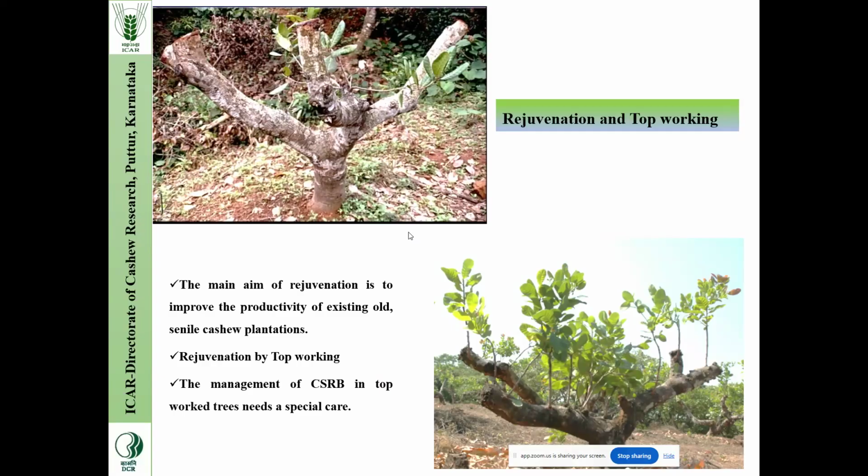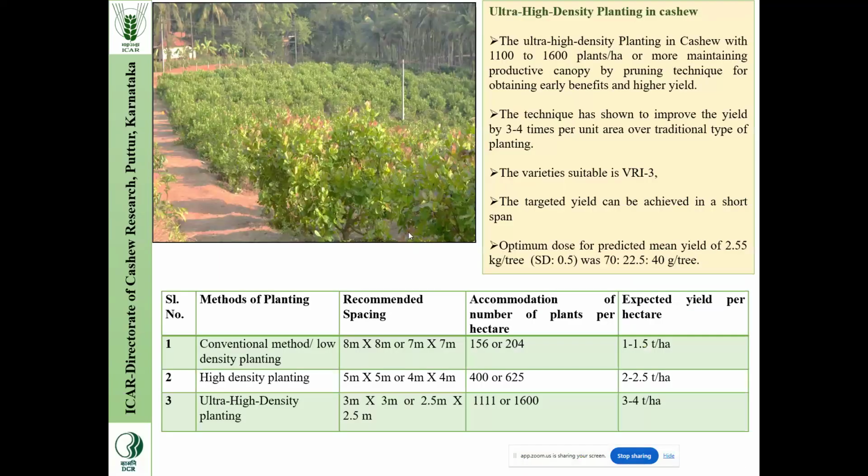Okay. Next, as I have already mentioned, there are some challenges we need to address to improve our production. One important thing is rejuvenation and top working, because most of the cashew plantations are old and senile, so we can't expect a high or economic yield from those plantations. So we have to go for rejuvenation and top working. The main aim of rejuvenation and top working is to improve the productivity of an existing old senile plantation. And here we have to take care of the cashew stem and root borer also. Special care has to be taken.